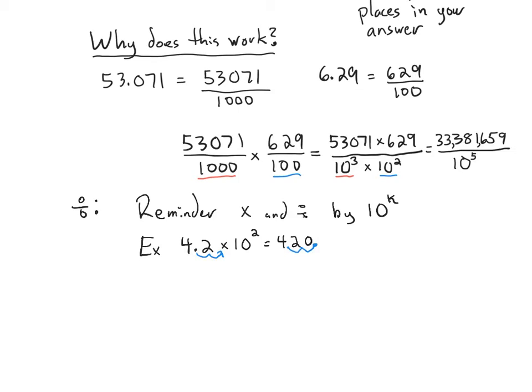Well, if I divide by 100, so divide by 10 squared, then I'm going to move the decimal place 2 places to the left. So this becomes 0.042. So I started at 4.2 and I moved it 2 places to the left.